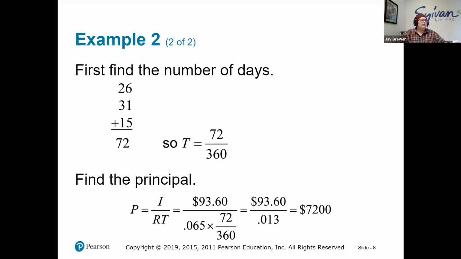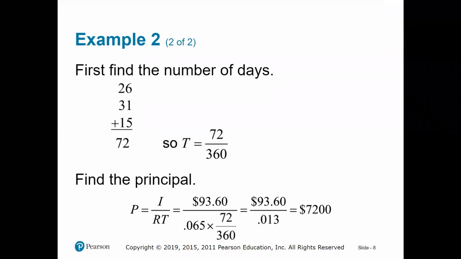Okay, so the first thing they had to do was find the number of days. So their time there is 72 days. So they take 72 over 360. And then to find the principal, they're going to take the interest and divide it by the rate times the time. So they end up with a principal of 7,200.